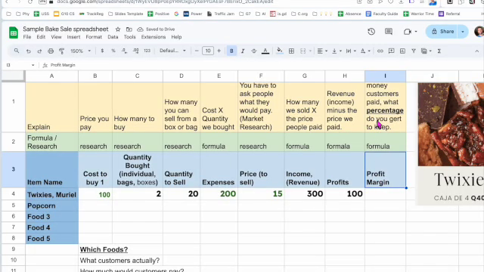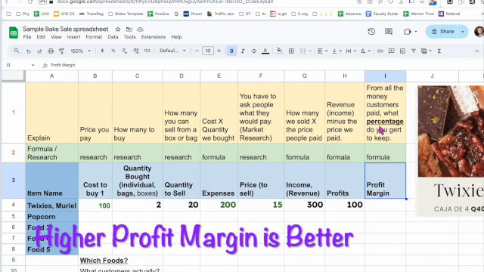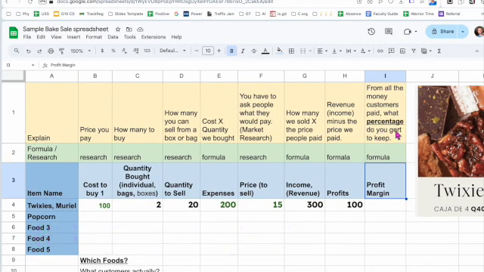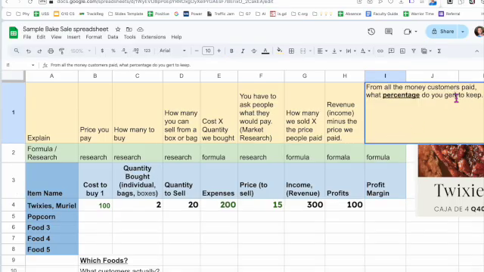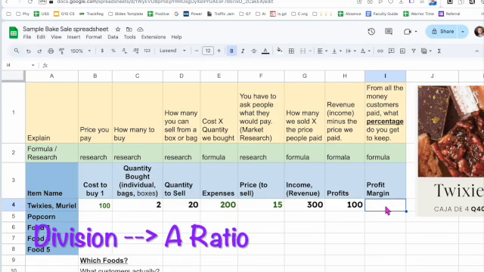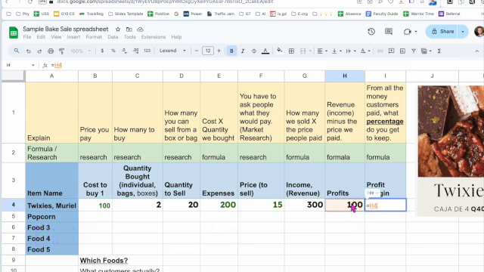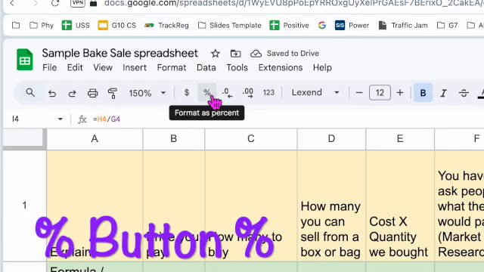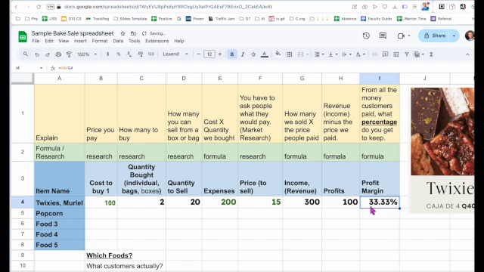Profit margin, that's a whole new concept. That's a percentage of the money you get to keep, not GERT to keep, but you get to keep from all the money the customers paid you. So that's a division problem. That's a ratio. Equal sign. We get to keep 100Q divided by the 300Q that we took in. So the profit margin, we need to turn that into a percentage. And that comes out to be 33.33%.